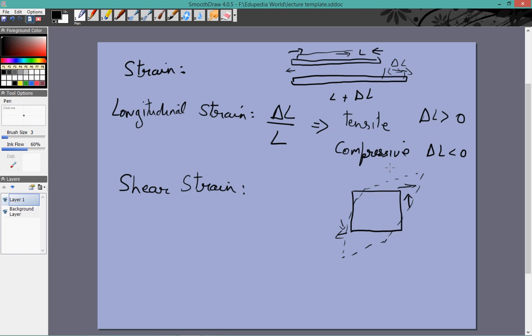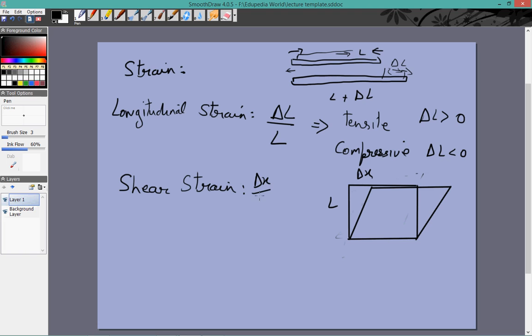Or if I replace that, tilted that and put it towards the original thing, the new object will be something like this. Let me make it a little bit clearer. Yeah, so if the original object is a square of these dimensions, the new object will not be a square but something which will be slightly tilted like this. And shear strain is defined as this delta x divided by this length L. So we see that this length L is in this case perpendicular to this delta x, whereas in the longitudinal case delta L and delta x are in the same direction. And this is also actually tan theta if this angle is theta.